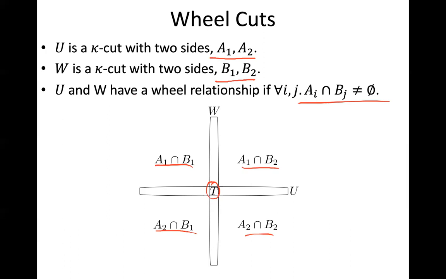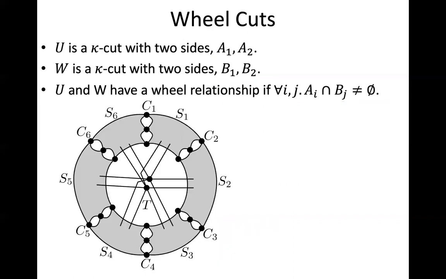Okay, so this is what we would call a 4-wheel, because there are 4 spokes, and you can pack many pairwise wheel cuts into a larger wheel. So sometimes we'll draw wheels that look like this. This would be a 6-wheel, and 6-wheels have the property that they consist of spokes marked with C's here, and sectors, which are marked with S's.